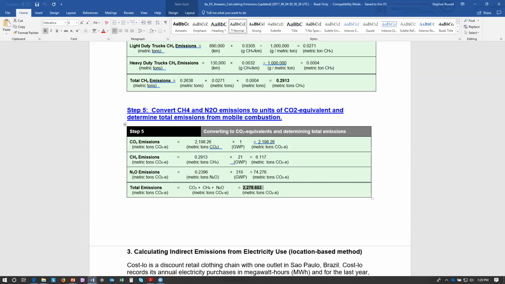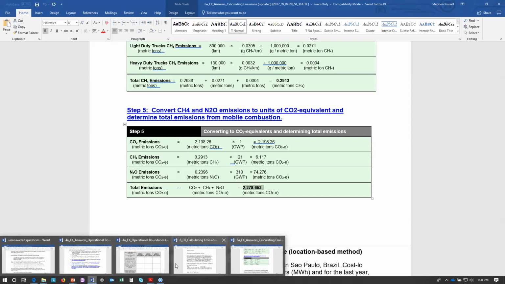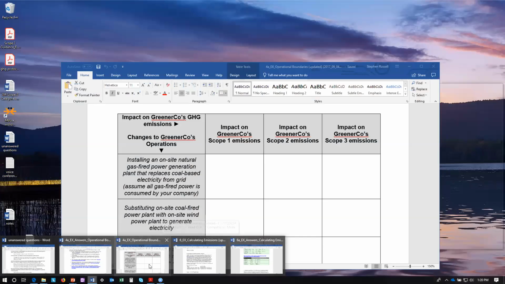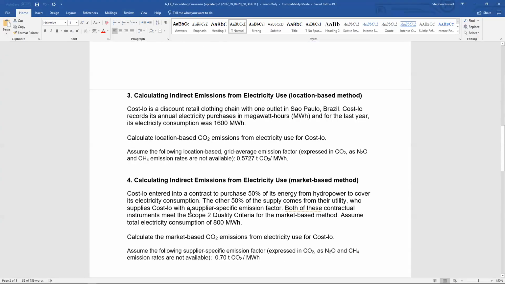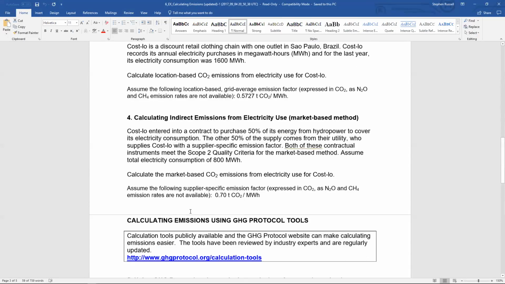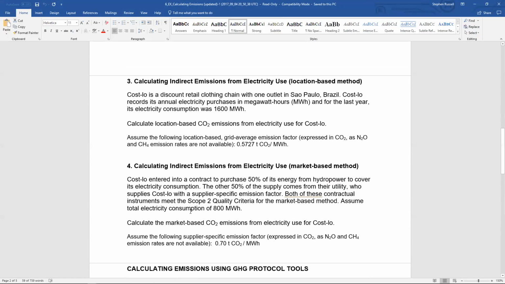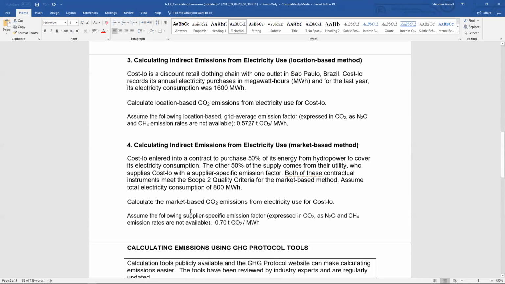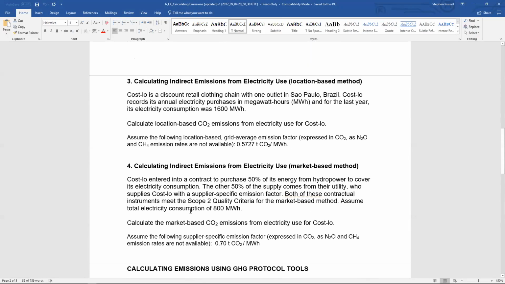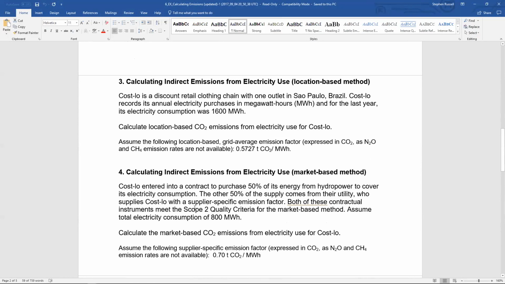Okay, so we are running low on time here. So my suggestion is that we tackle the next 2 questions in tandem. These are much simpler calculations. I'll leave them on the screens here. It's question 3 and 4, okay? And they deal with calculating scope 2 emissions from electricity use. So I'll give you a couple of minutes to tackle those questions, and then I'll come back with my answers.